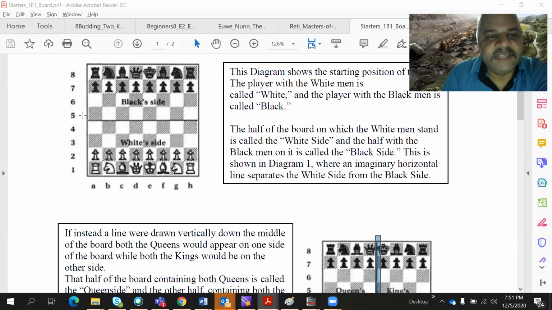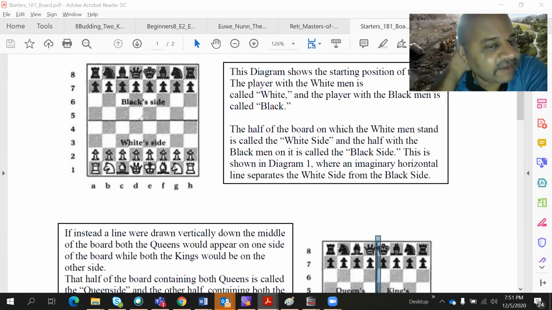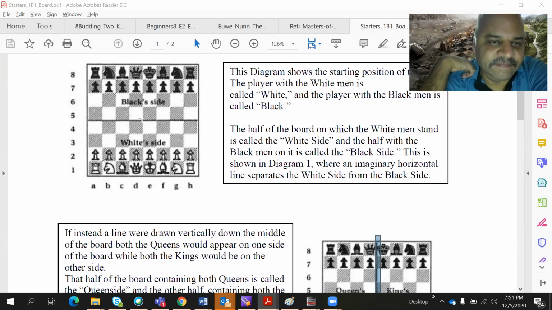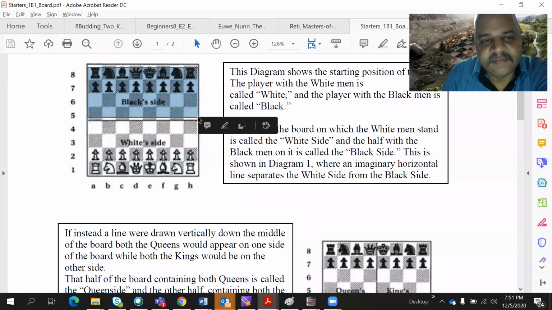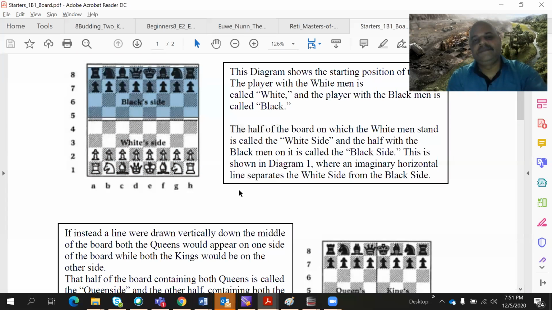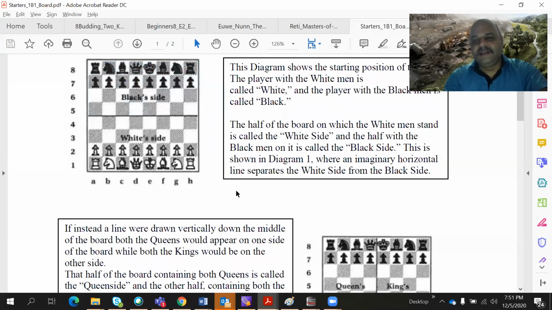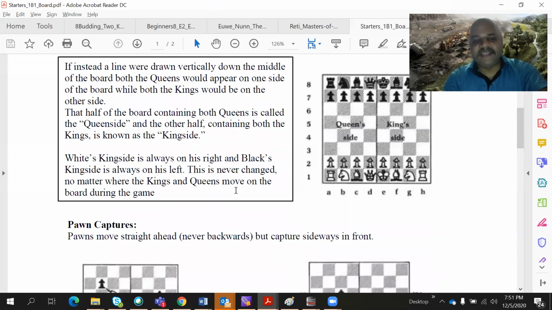Okay, so what is there? Simple, right? It is white's half and black's half. Black side pieces are black's half, and white side pieces are white's half. I mean, that half of the chessboard where white starts, that is the white side. We always say this half of the board is the white's half of the board, and the other half we say is the black's half. Right? Simple. Thank you, sir. Okay, so queen side and king side also we saw.